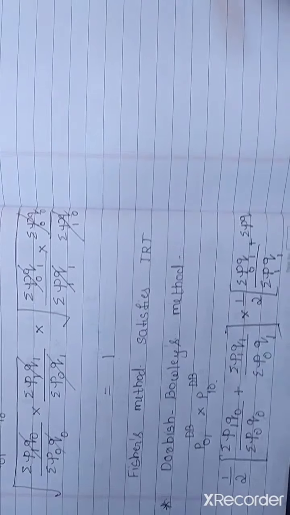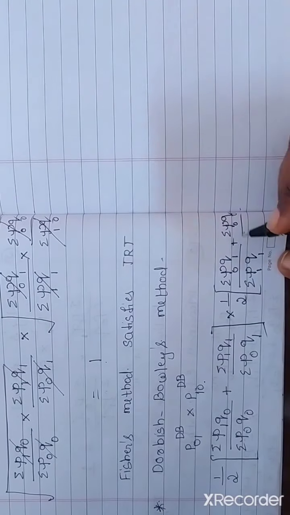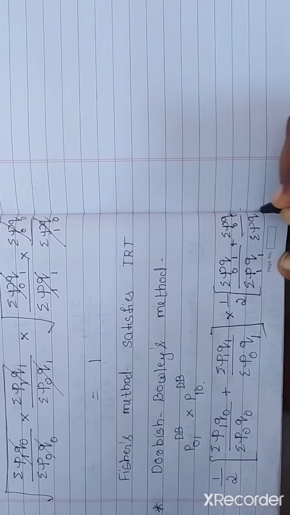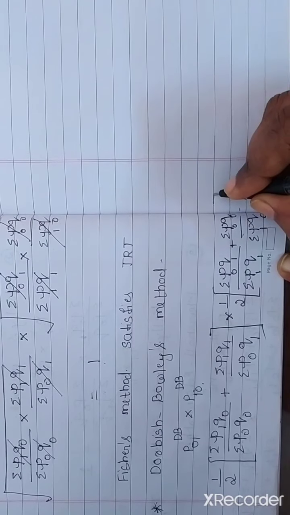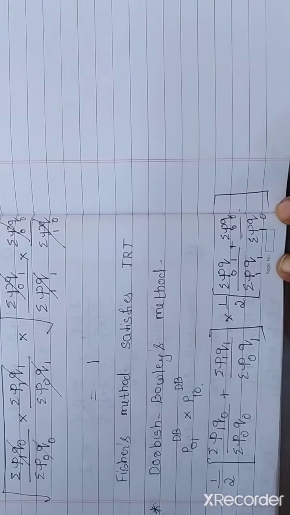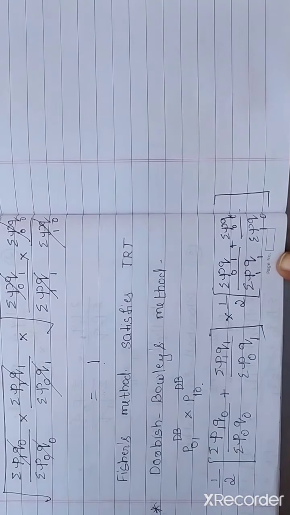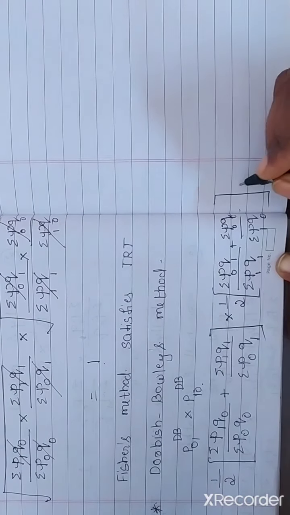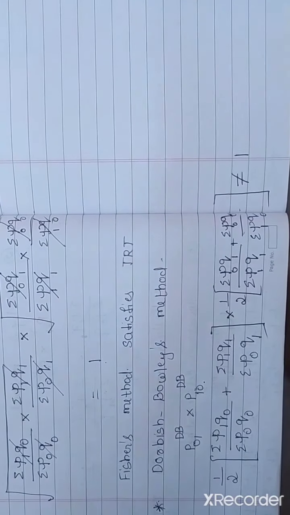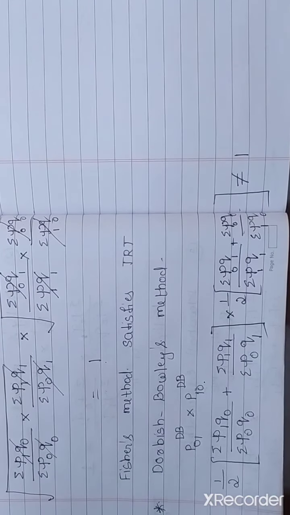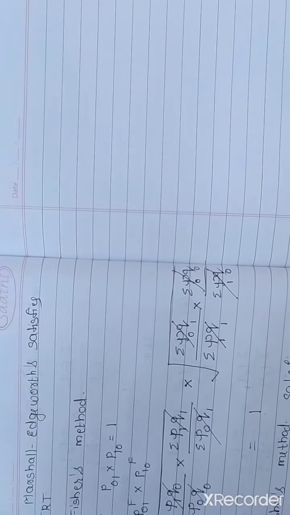So we consider it as 0, 0. Summation PQ as it is, instead of 0 it is 1, 1 is considered as 0. So here P1 Q naught. Just verify whether this is equal to 1. No. So it is not equal to 1. So we say that Drobisch-Bowley's index does not satisfy the time reversal test.